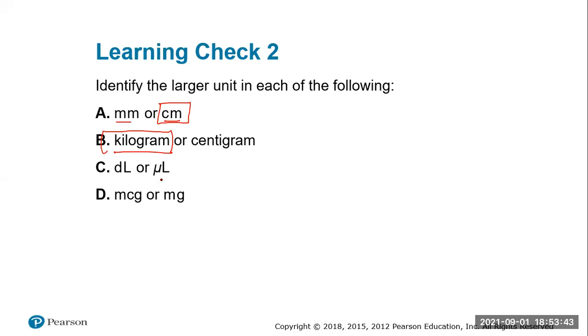Deciliters and microliters. Deciliters is larger. Micro just sounds smaller, and it is. One is 10 to the minus 1, and one is basically 10 to the minus 6. And here we have milligrams or micrograms. That's micrograms, basically. The micro symbol is that little U-looking thing. It's not really a U, but micrograms is smaller. Milli is basically 10 to the minus 3, much larger than micro, which is a smaller value.